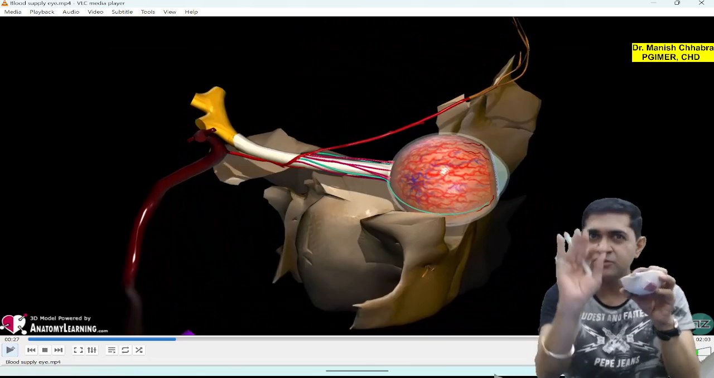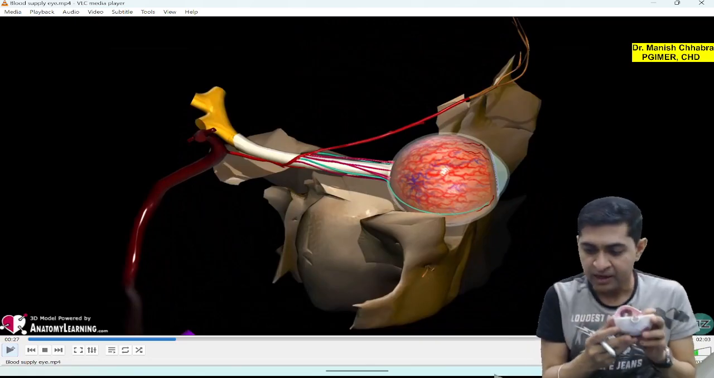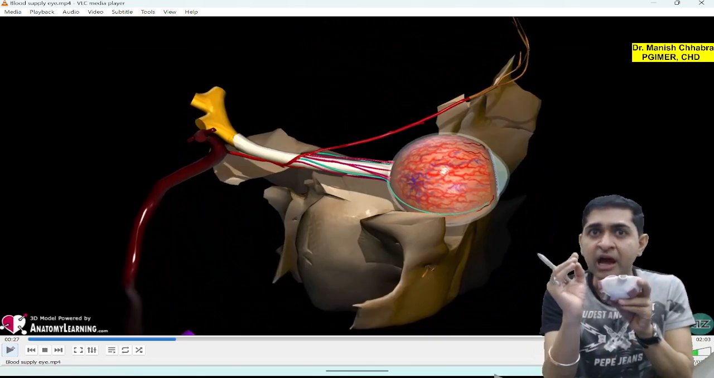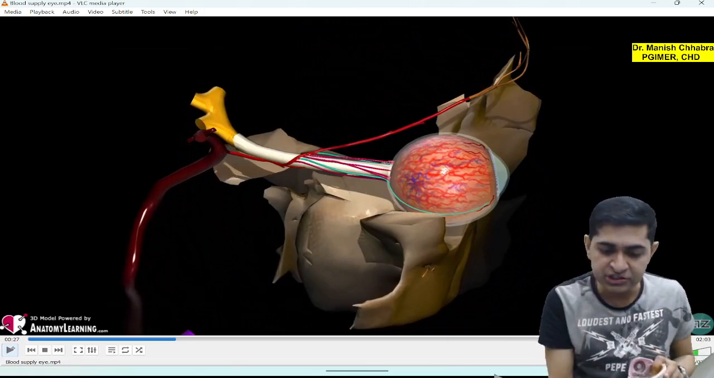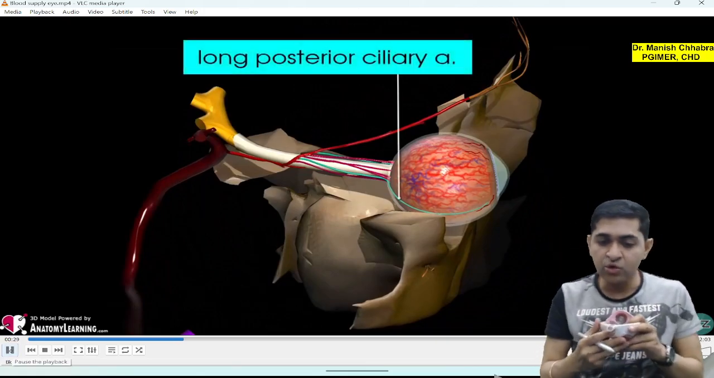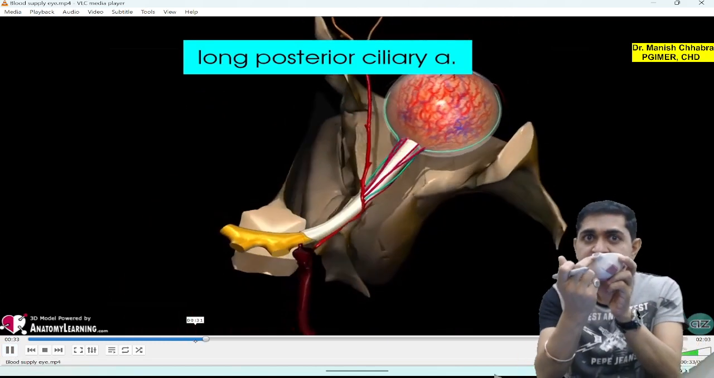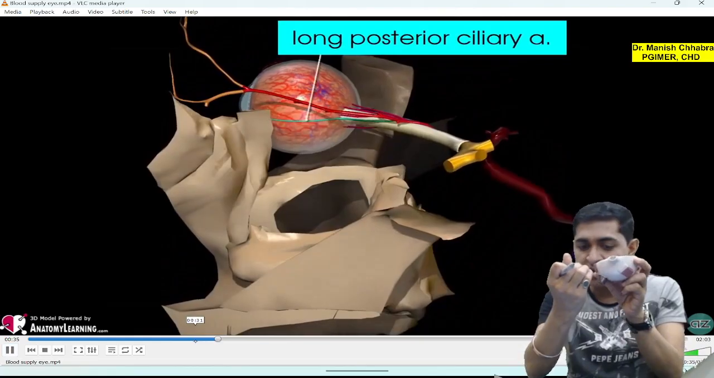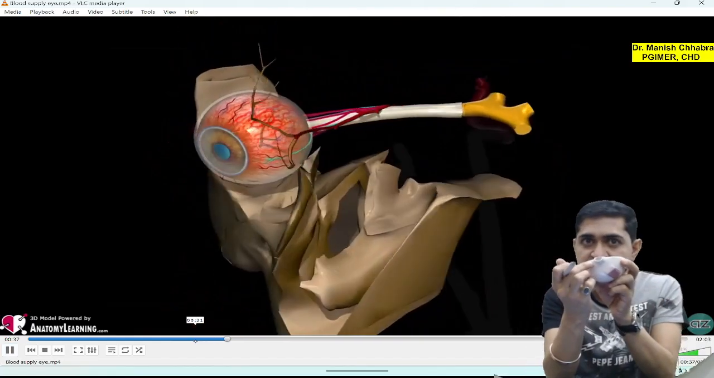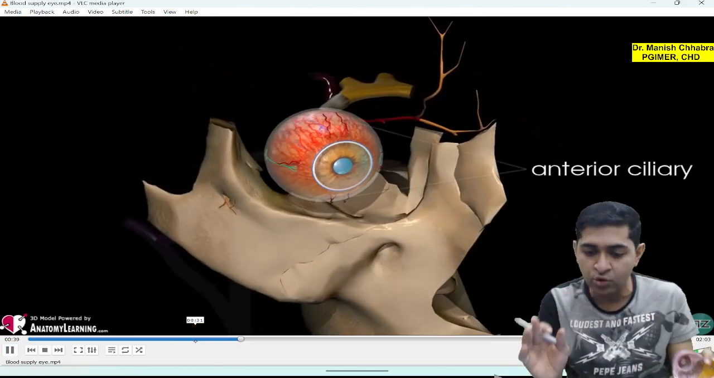Now please focus here, I'll make you write, don't worry. First, there are the short posterior ciliary vessels. The short posterior ciliary vessels are 10 to 20 vessels which arise from the ophthalmic artery. They pierce the sclera and come to lie inside the choroid.